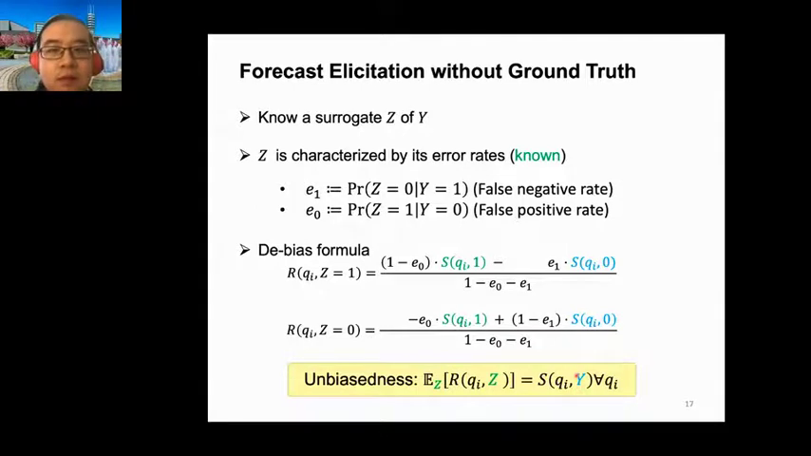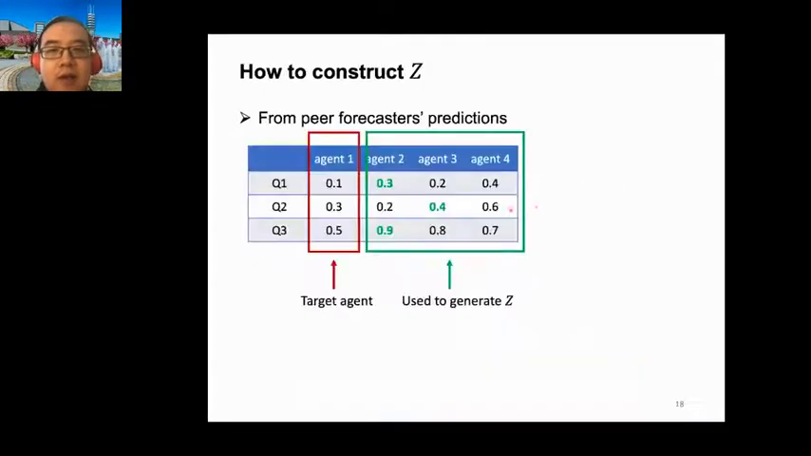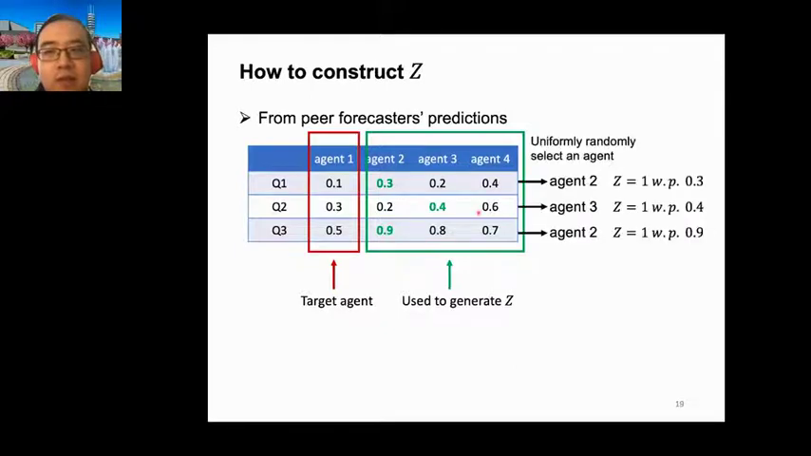Now the remaining problem is how can we construct such a surrogate signal Z and estimate its error rates? And our idea is to construct Z from peer forecasters' predictions. Let's see this example. We have a set of prediction questions and a set of forecasters and their predictions. When we want to evaluate the prediction accuracy of agent 1, we will generate this signal from other agents' predictions. So for each question, we will generate a surrogate signal Z, and we first uniformly randomly select an agent. For example, in this case, we select agent 2, and then we draw Z being 1 with the probability equal to the prediction given by agent 2, which is 0.3 here. And we do this for each of the questions.